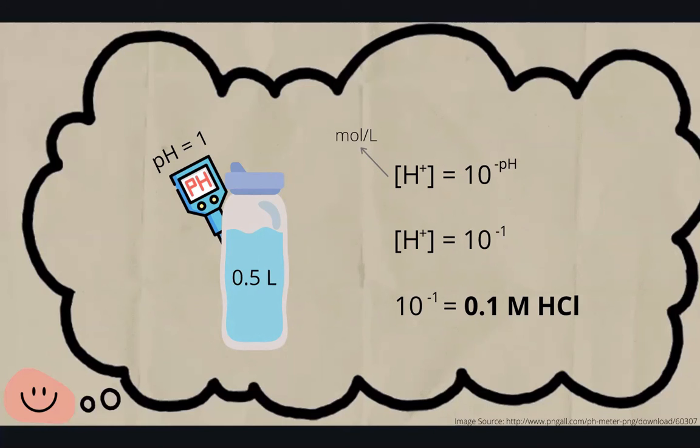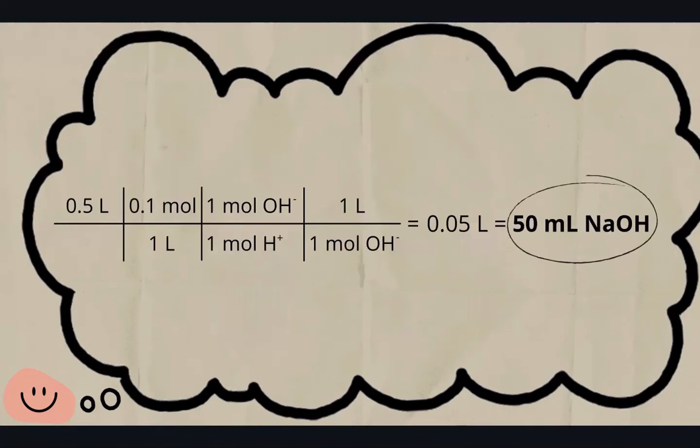She uses a pH probe to find that the pH is 1, plugs that into the equation, and solves to get that the concentration of hydrogen ions is 0.1 molar. Then she does dimensional analysis to get that 50 milliliters of NaOH need to be added to neutralize the solution.